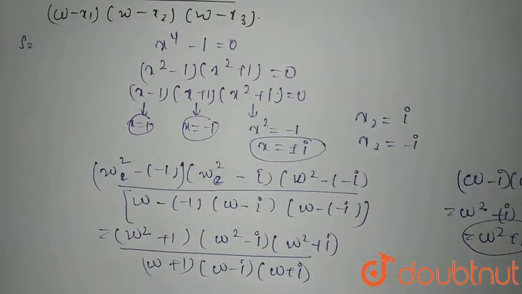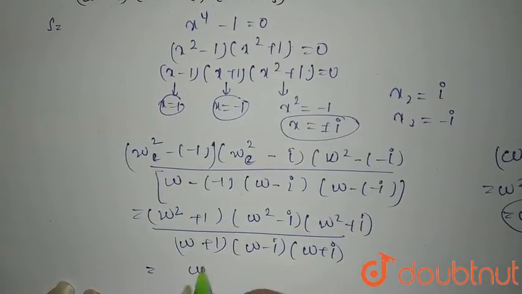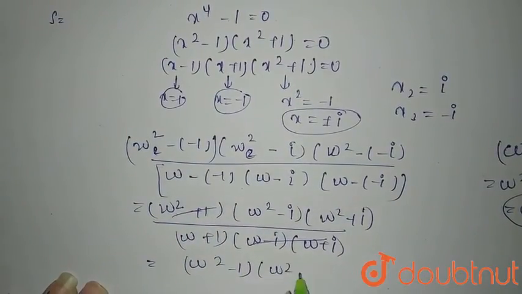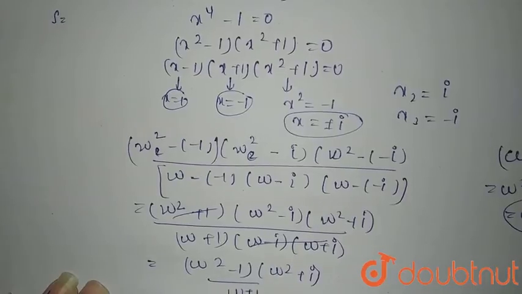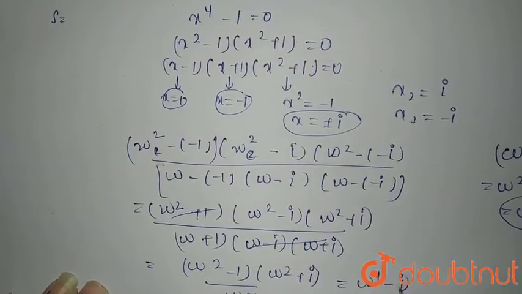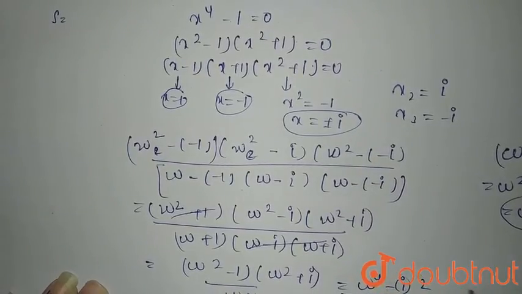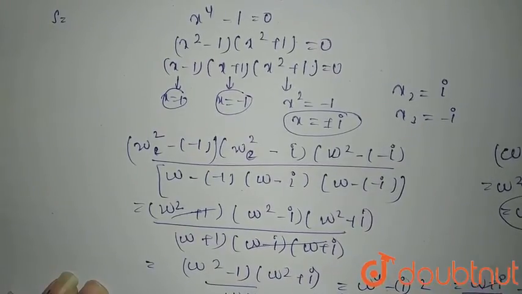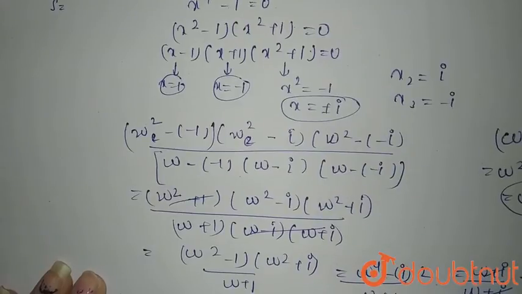So you'll have this cancelled. So it comes out to be ω² minus 1 into ω² plus iota divided by ω plus 1. So it comes out to be ω⁴ minus iota square divided by ω plus 1. So this comes out to be ω plus iota over ω plus iota, which is nothing but 1. So your answer is 1.